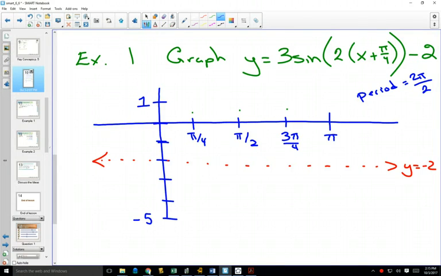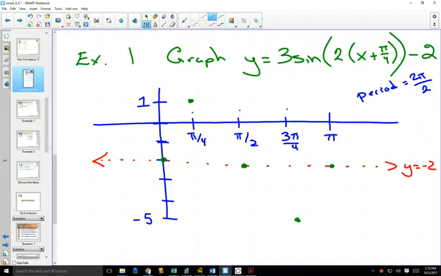Once you've done the DAB, you've got your center line, you've used your amplitude to find your maximum and your minimum. You've got your B value, which helped you figure out your period and divided that into 4 sections. Now we temporarily graph it. It's a sine graph. Where does sine start? Sine starts in the middle, going up. So we start in the middle. And it's going up, so it goes from middle to maximum, to middle, to minimum, to middle.